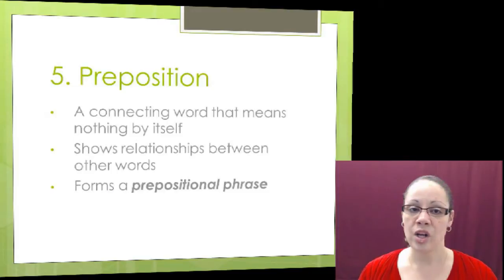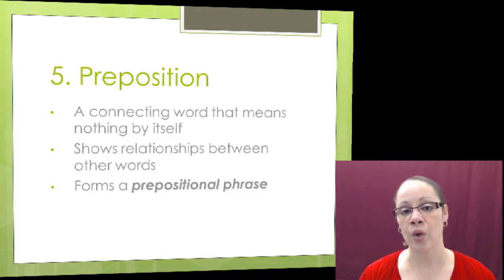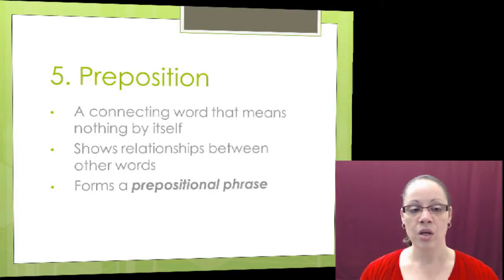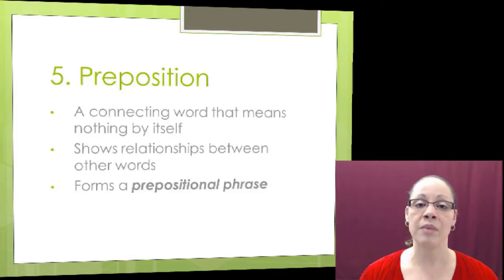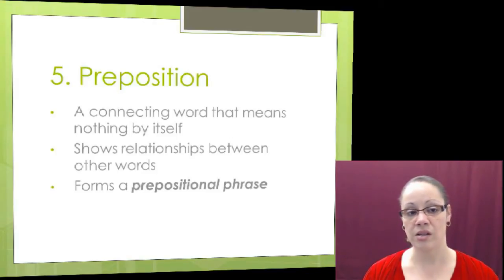So part of speech number 5. Again, we've already covered 1 through 4 in previous lessons under module number 1. So I want to start with the preposition, which is part of speech number 5. Now we need to learn the basic definition of a preposition to be able to implement it later on into an actual sentence and punctuate it correctly. So a connecting word that means nothing by itself is a preposition. It shows relationships between other words, and it forms what's called a prepositional phrase.